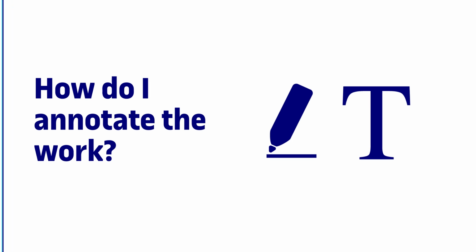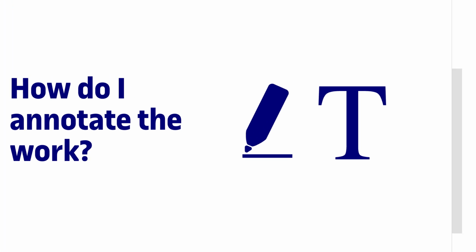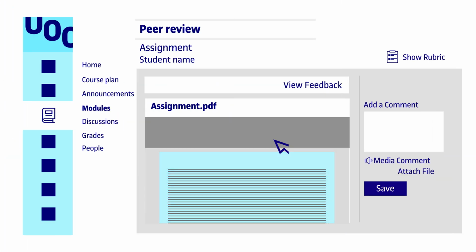How do I annotate the work? There is also the option to annotate the work. You can use the tools at the top of the main window to do this. They allow you to underline, strike through, enter text, draw, etc. You also have the option to download the file, make the annotations on your computer, and then upload the file to the space for comments.